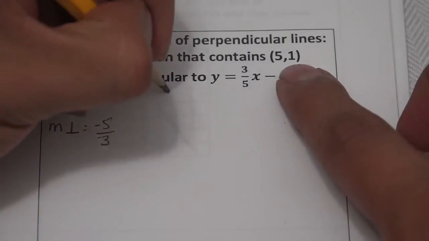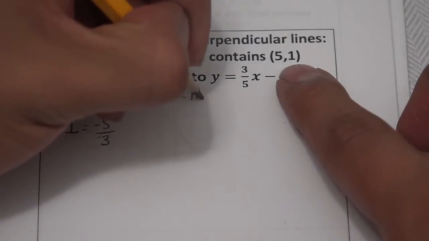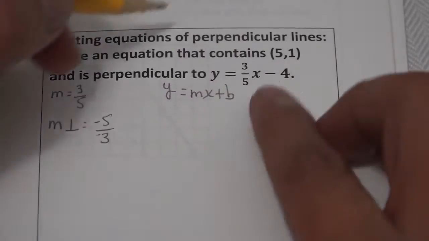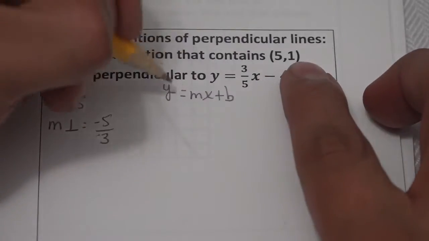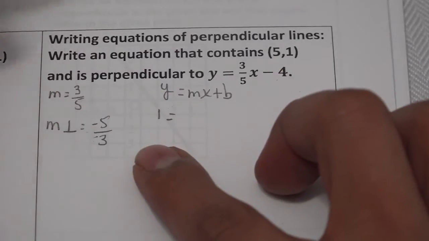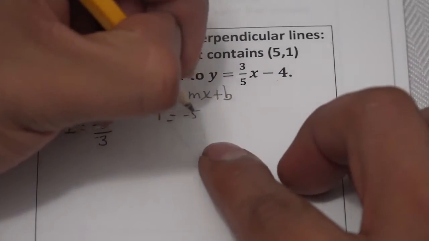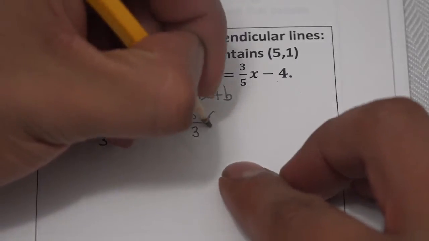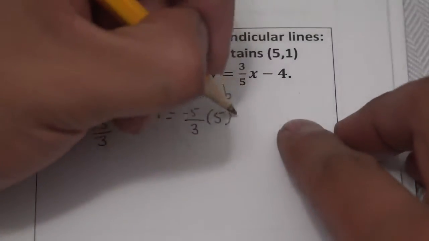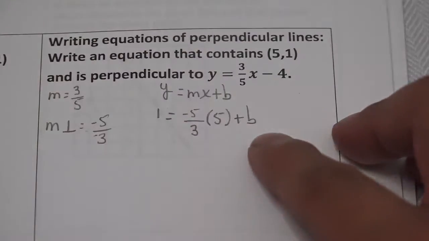Now that I got the slope that I need to work with and the ordered pair, I summon upon my favorite friend, y equals mx plus b, and replace the information. y is 1. The slope that I'm using is the perpendicular slope, so that will be -5/3. And then the x that I need is 5. And then plus b, which is the y-intercept.